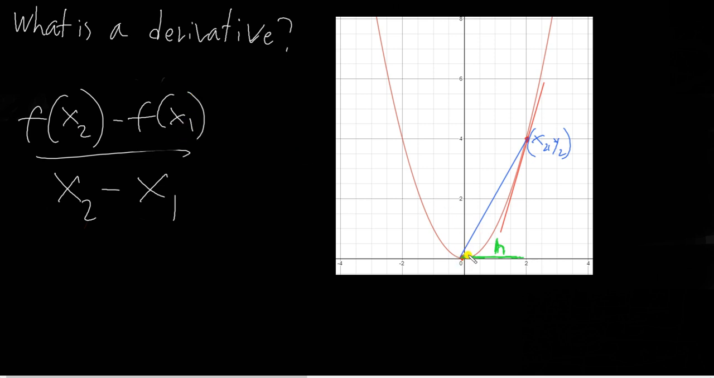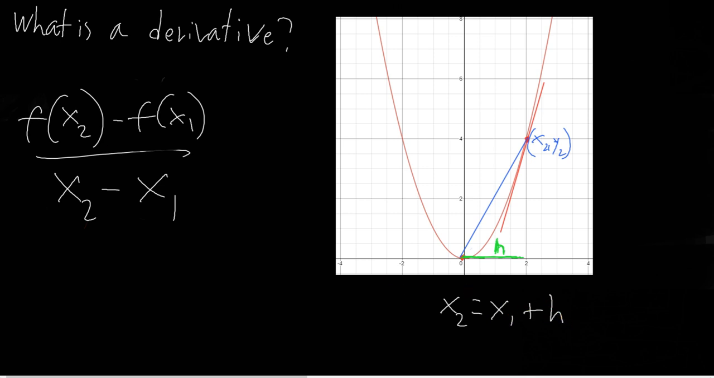This is x1 comma f of x1. This is x2 comma f of x2. And don't forget this distance h here. That's still going to be important. So if this is my x1 and this is my x2, I can write that x2 equals x1 plus h.